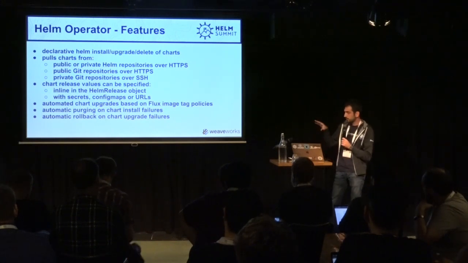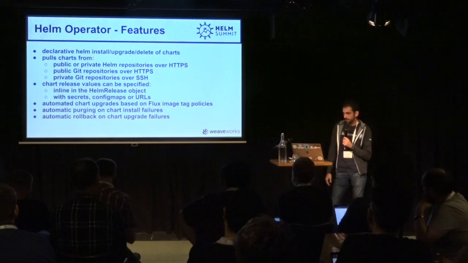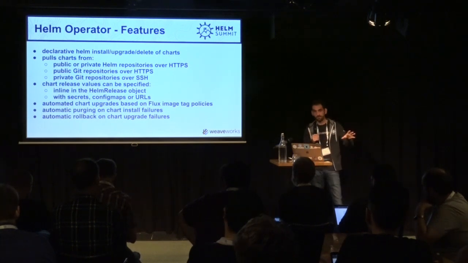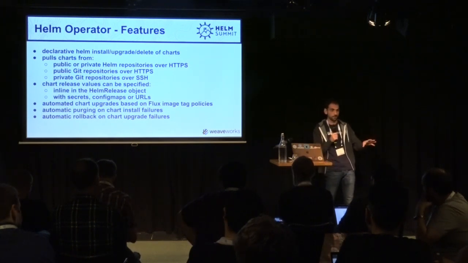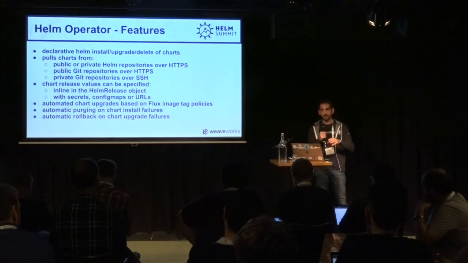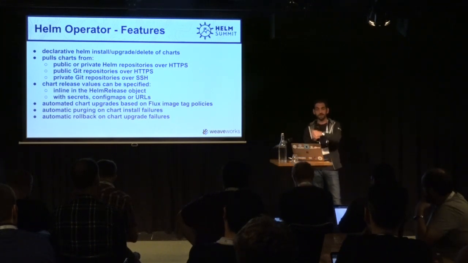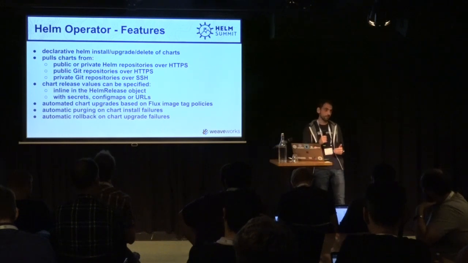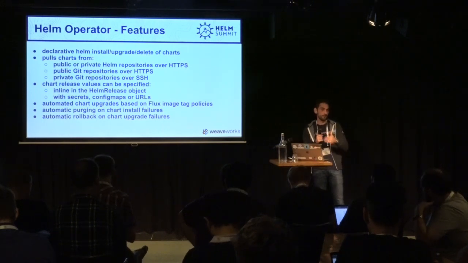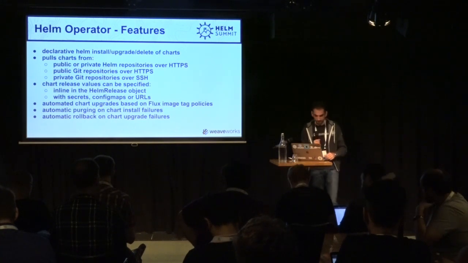And it also does automatic rollback on chart upgrade failure. So let's say you describe something in your Git repo, you want to upgrade something in your chart, and that fails. Maybe you don't want to leave it in a failed state, but you want to know that it failed. So Helm operator will emit some events that, okay, the upgrade failed, the rollback failed, and it does a rollback for you. So your state is always the last good version of your chart install.